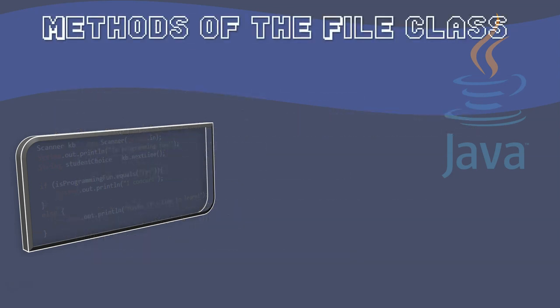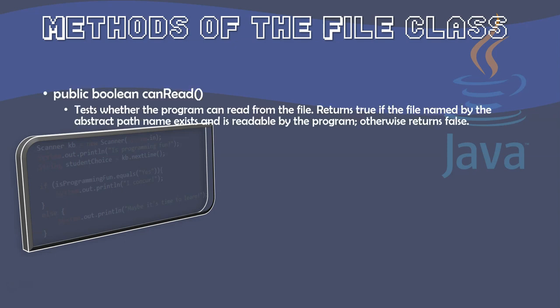Now, we look at those methods of the File class. There are quite a few. We're going to give them to you, and we're not going to necessarily demonstrate all of them, but I want you to be aware of them. Obviously, you can go out to the Java documentation and look at all of these, but I want to briefly touch on them. So, of course, we have a canRead method, which just tests whether the program can read from a file. And this is simply going to be a Boolean, which means it's going to return true if the file named by the abstract path name exists and is readable by the program.